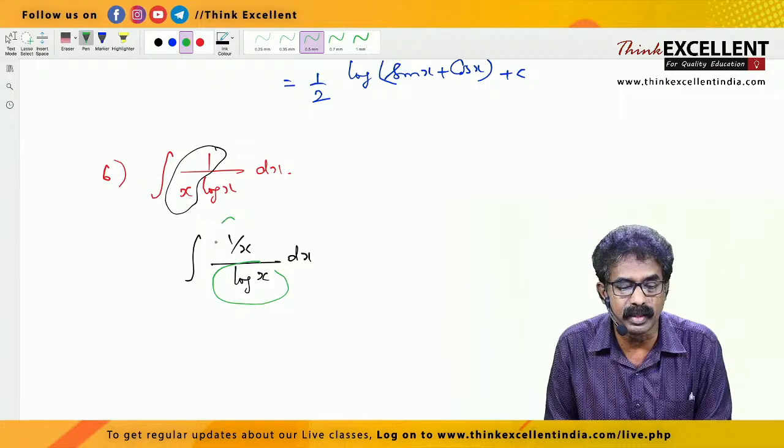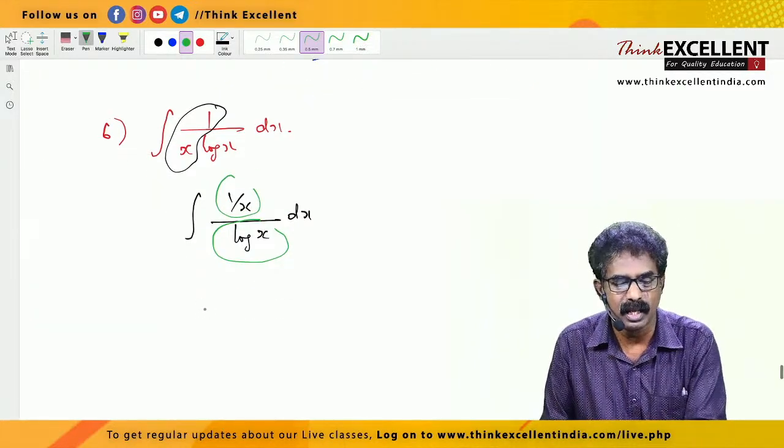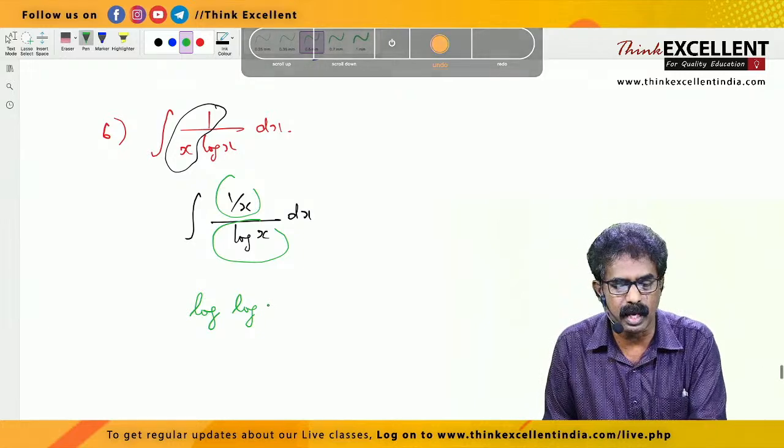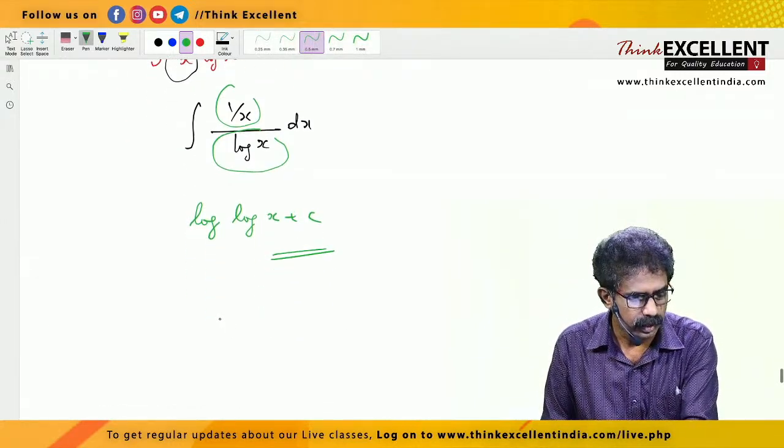Log x ka derivative 1 by x. Denominator's derivative is in the numerator, right? So what's your answer? Log of denominator. What's the denominator? Log x. So log of log x plus c. So like that you can write it very easily. Okay. Now I'll give another question.